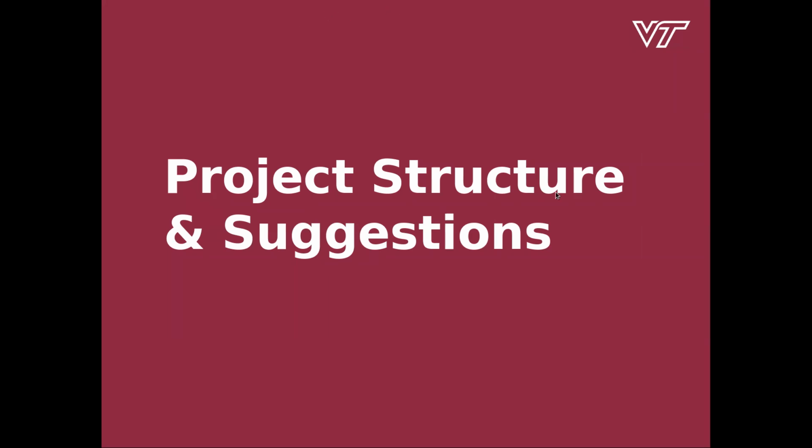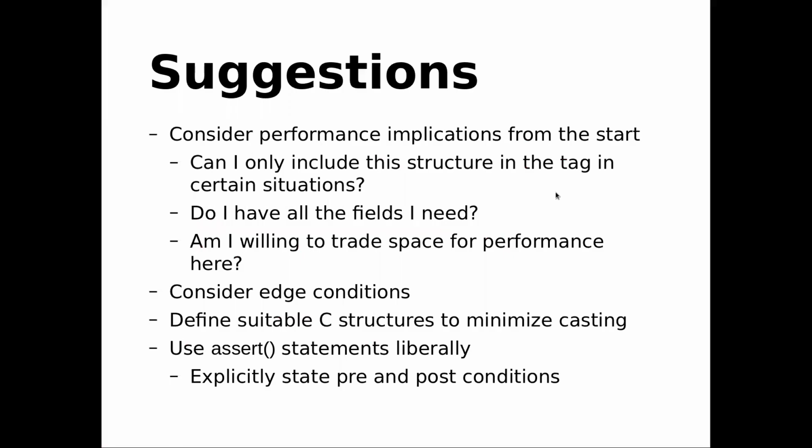All right, and then without further ado, let's move on to the next section. So we're going to talk about the project structure and different suggestions to take in this code. The first suggestion I would have is you need to consider the performance implications from the start of the project. One of the most heavily graded things in this project is performance. So you need to ensure that your memory allocator is very fast and very space efficient. And these are all considerations you need to make from day one.